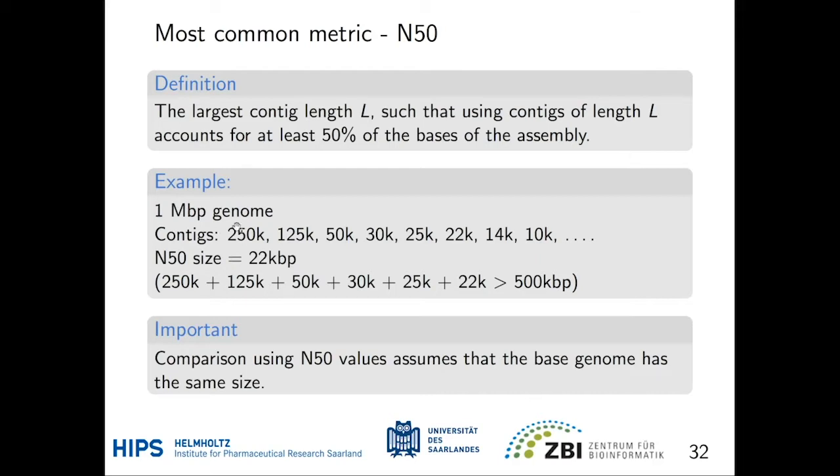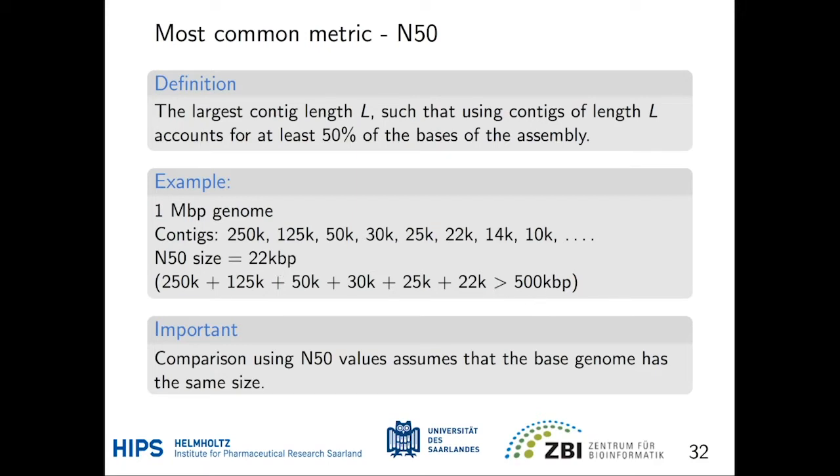For example, suppose we have a 1 megabase genome, which is covered by the assembly that we have, and we have contigs of the following length. We have one very large contig that covers a quarter of the genome, and then contigs of decreasing size. Then we start picking the contigs and adding the number of base pairs that they cover. And we need to go down to size 22 kilobase pairs to cover over 500 kilobases.